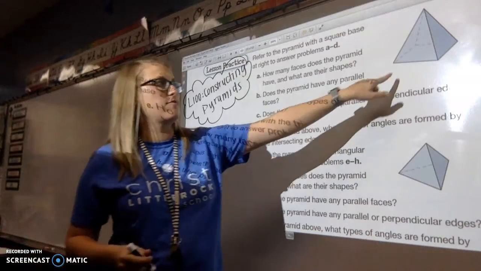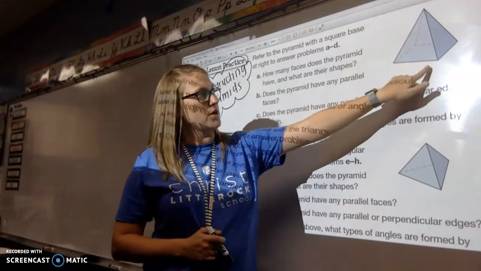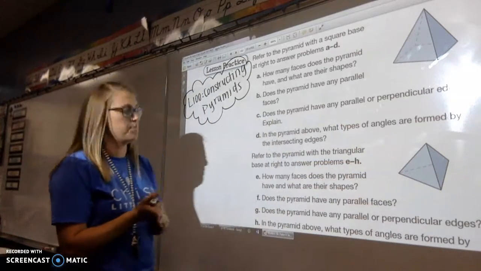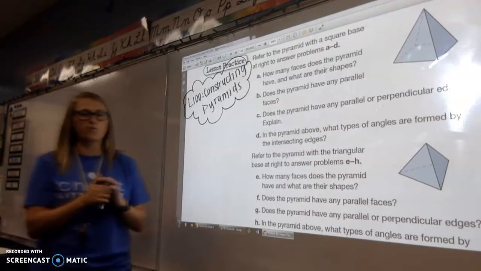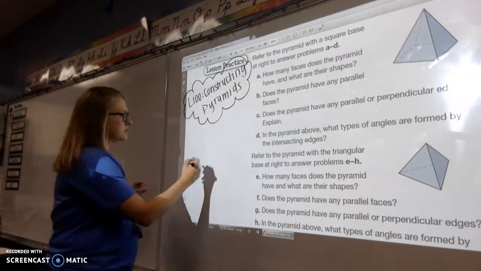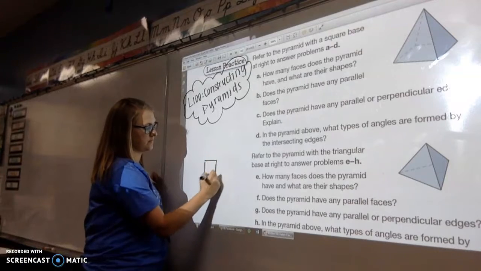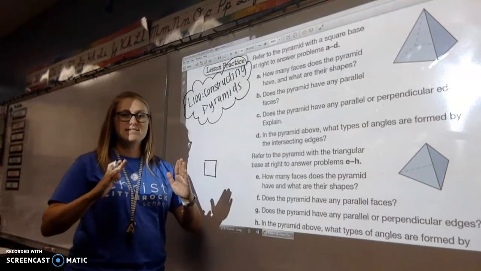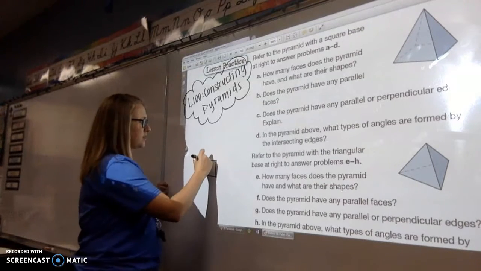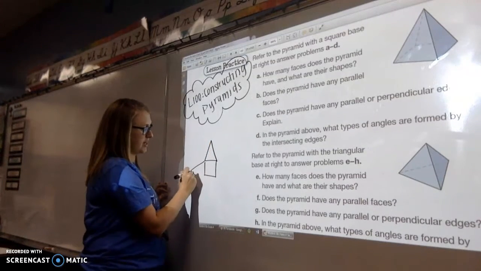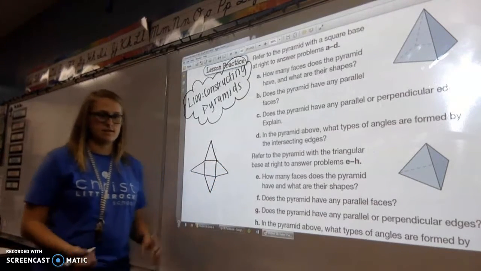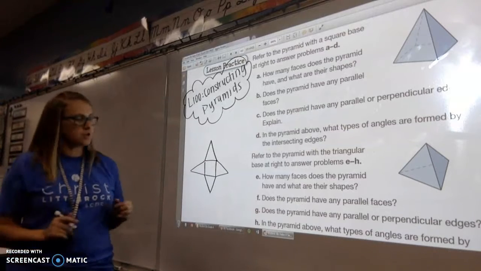So over here we have a pyramid with a square base, and over here we have a pyramid with a triangle base. So over here, I'm going to be drawing a picture of what the net would look like for a square base pyramid. So I would have my square in the middle, but then each face coming up from my square is going to be a triangle. So my net for a square base pyramid would look something like this. Obviously better than how I drew it because it would be symmetrical, okay?